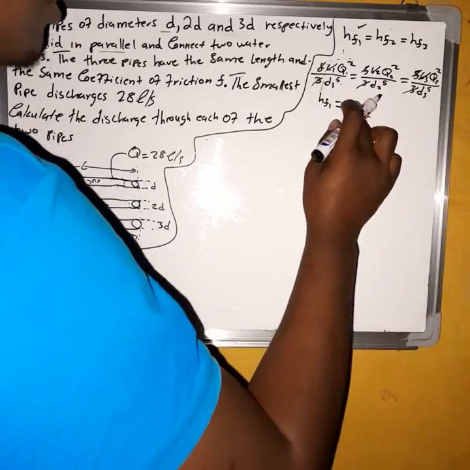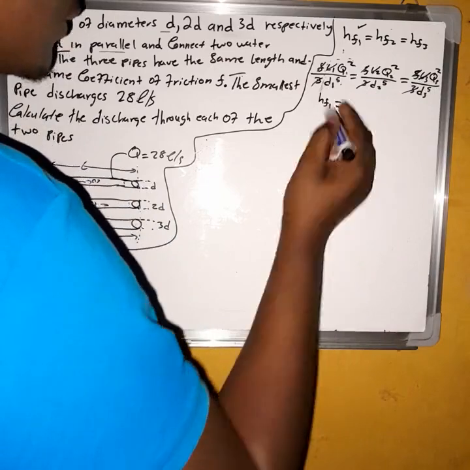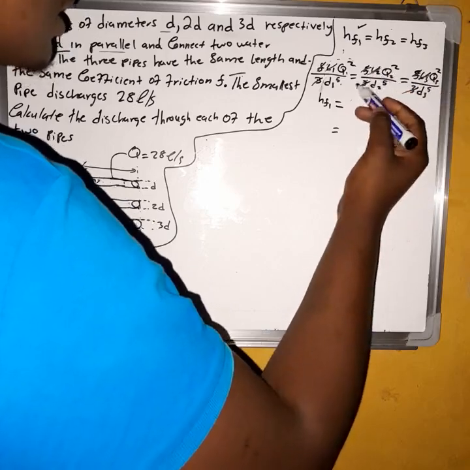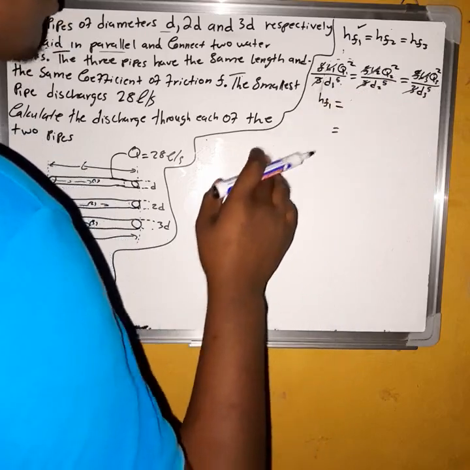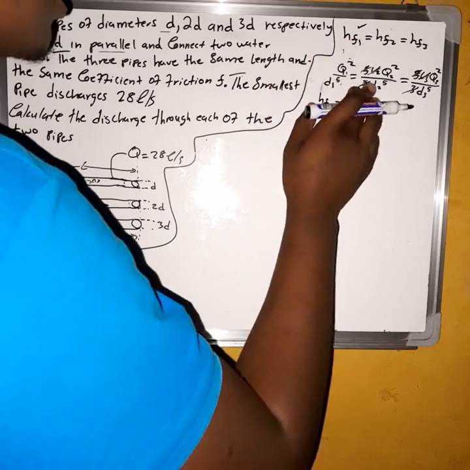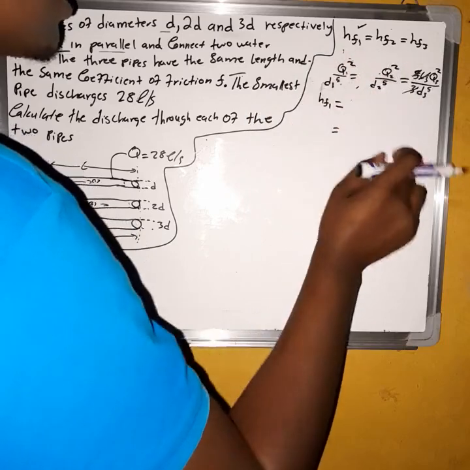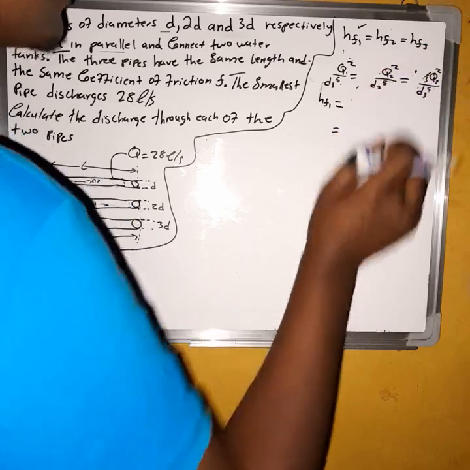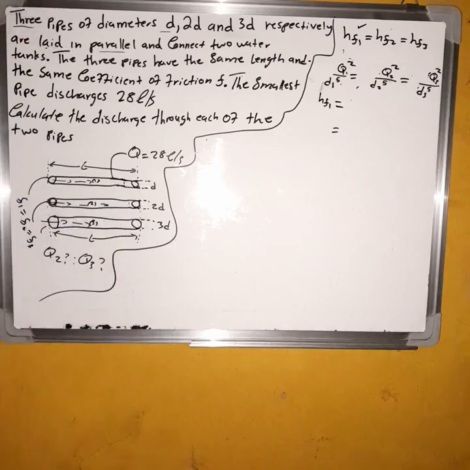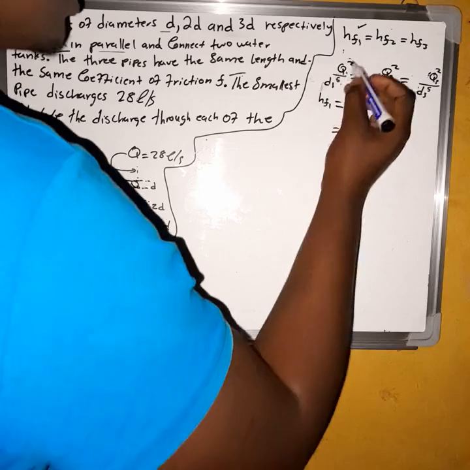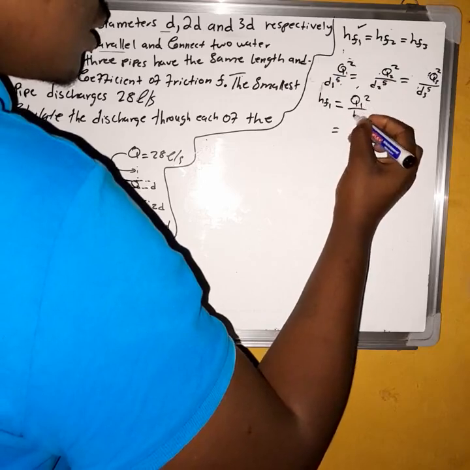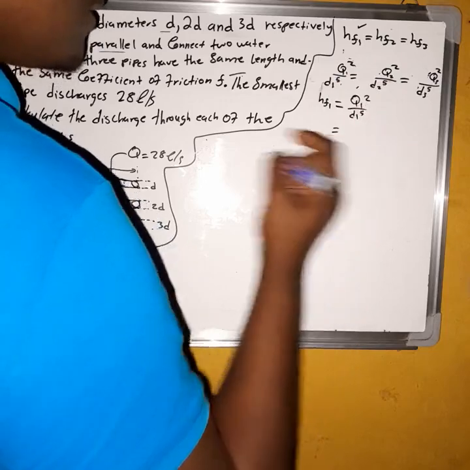That means we won't have length here. They are the same, isn't it? Cancel this, cancel. That means now we'll be left with something like this throughout. Cancel those ones, we'll have something like this. Isn't it? Right. That means it will be Q1 squared over D1 power 5.